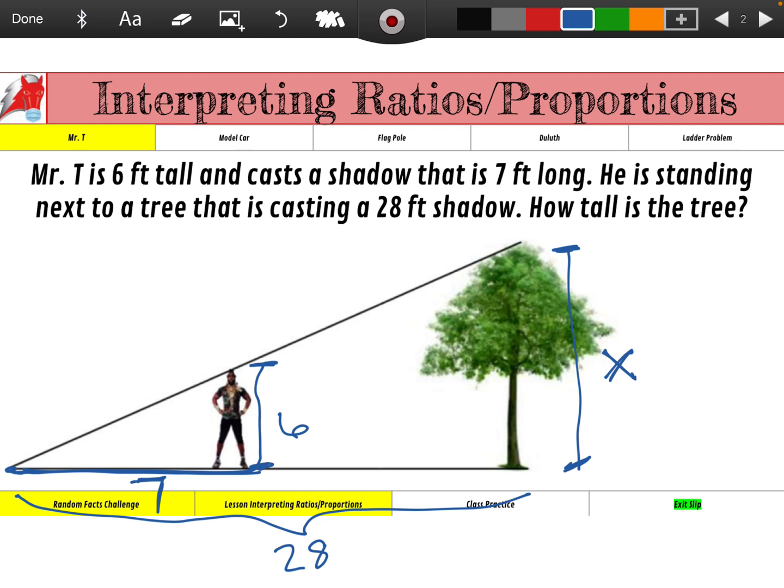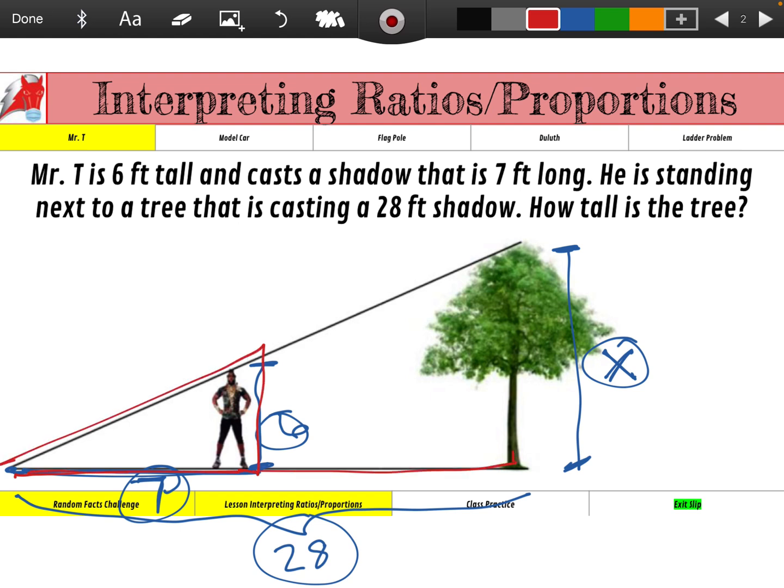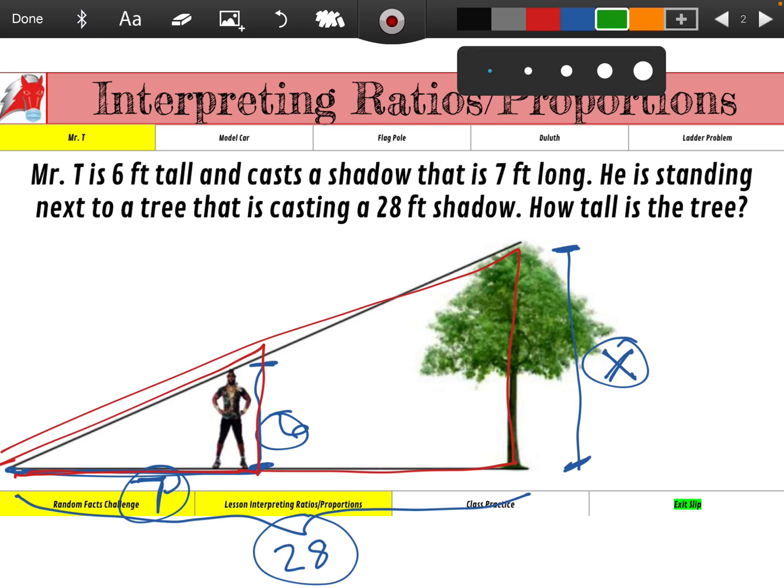If you look, we have some corresponding pieces. We've got this height, and then this total length. When we think of these as triangles, we have this triangle and this one. Those are similar triangles. So how would we find the missing piece? We can do it two ways. We can either set up our proportion, our two ratios, or we can figure out the scale factor. I'm going to show you both.